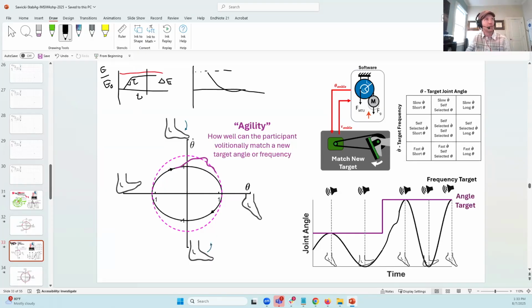And then the stability one is, again, I bump you to a new energy, and I check to see how quickly you get back to E over E0 of 1.0. This is the nominal limit cycle.